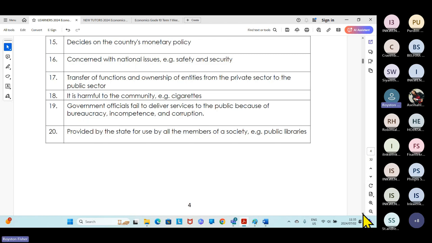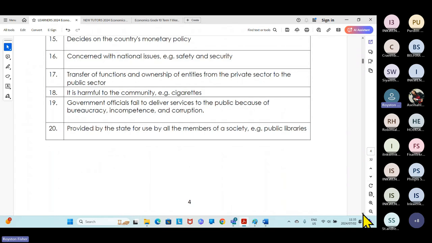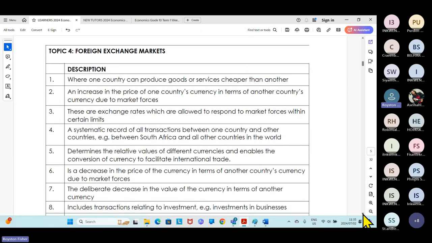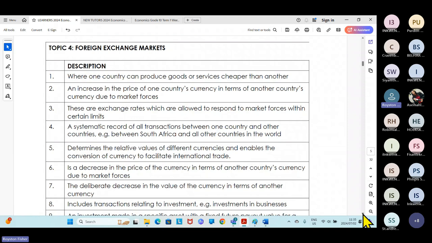Right. So now we're moving on to the last topic under macroeconomics, and that is the foreign exchange market. So I'm going to do exactly the same. I'll give you about 10 minutes to read over the concepts, and then we will compare our answers as well.